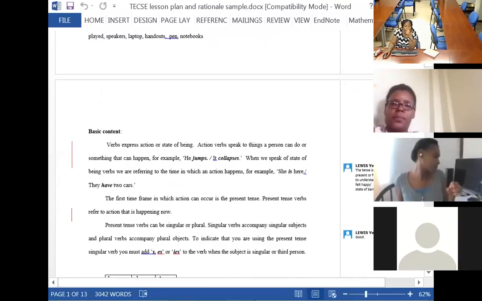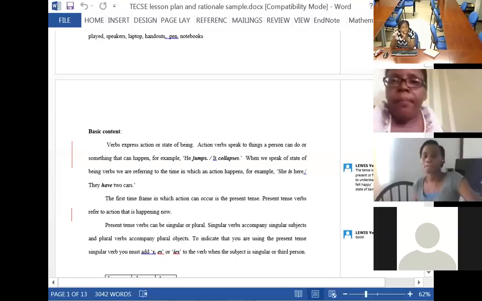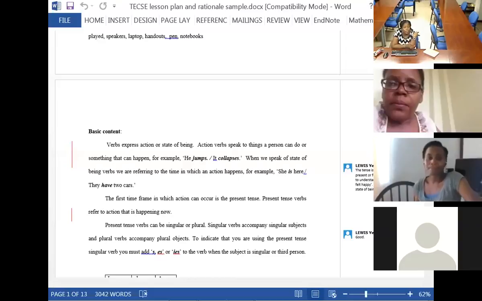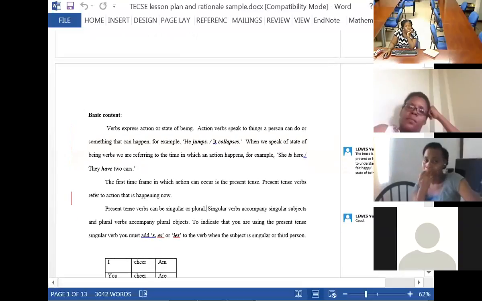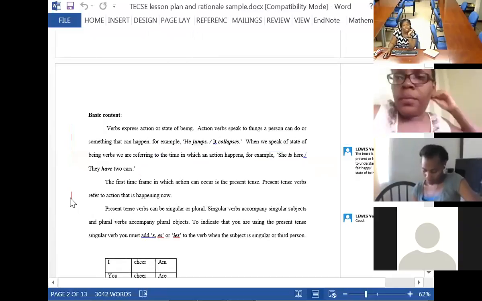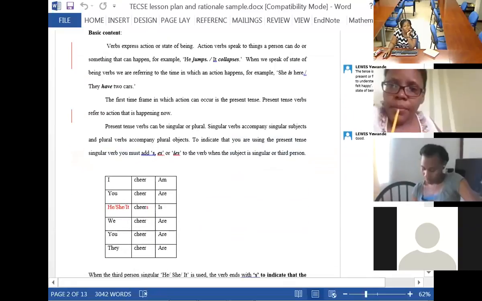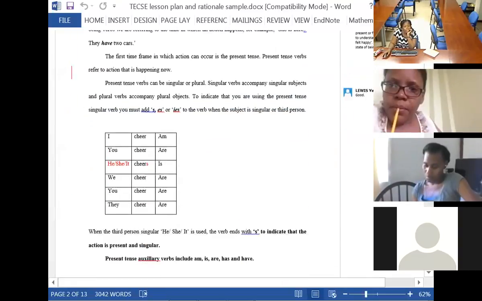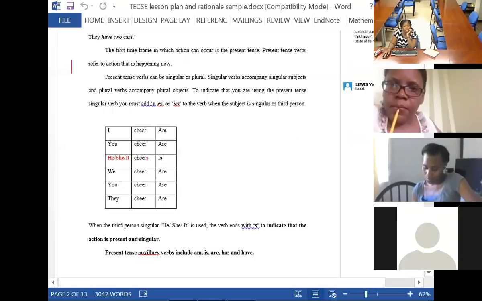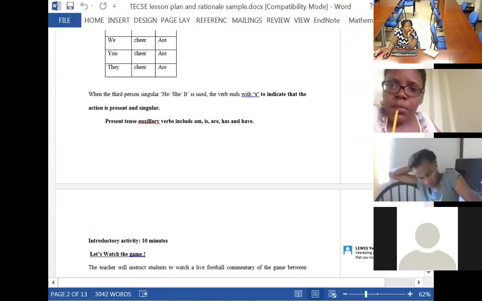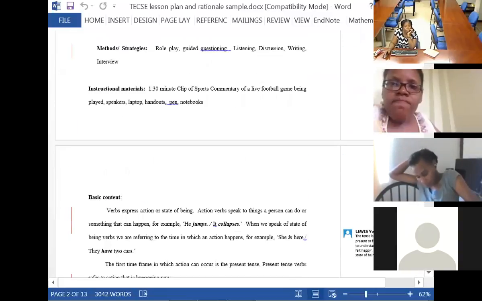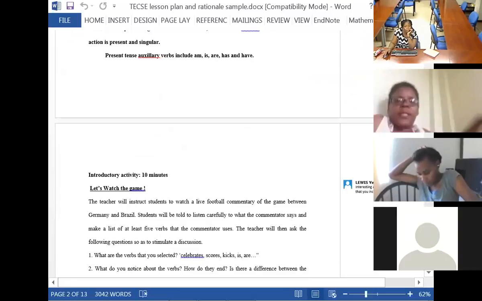Notice the basic content again. Here it actually gives a definition of the content, unlike the first lesson plan. This one is what is expected here. So it's an explanation of your content. It explains the first time frame in which action can occur: present tense verbs refer to action that is happening now, and there's even a table, right? This is good. You give a table and you show the different forms. When the third person singular he, she, or it is used, the verb ends with S to indicate that the action is present and singular. Right? So that's that summary. That's basic content right there, not steps.